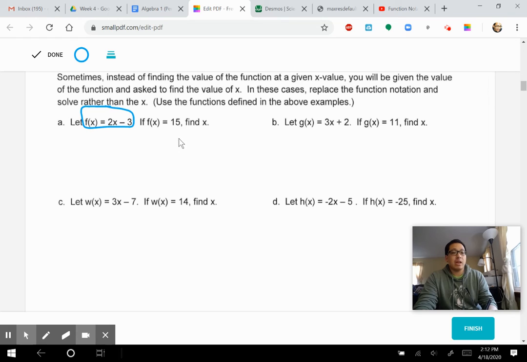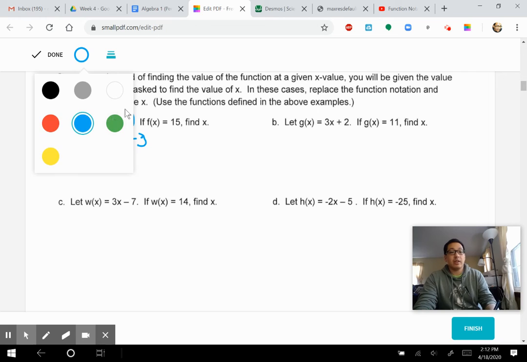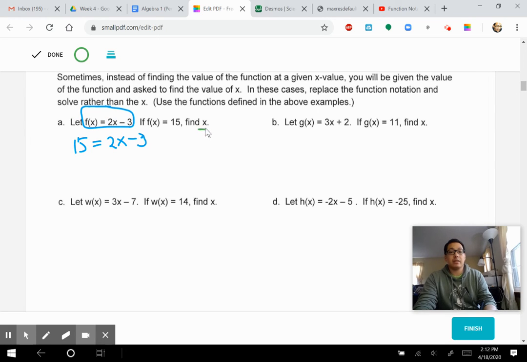So in this kind of case, we're not plugging this in for x, right? We're saying this is the output. This is f of x right here. So we know f of x is 15. What is x? Well, we have to set up this equation. So f of x is now 15 equals 2x minus 3. And can we solve that equation to find our input x? Find x, right?